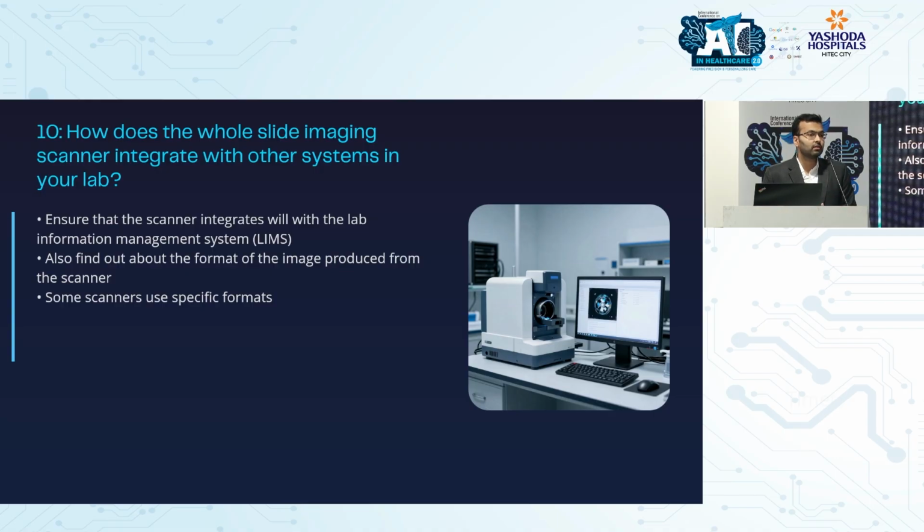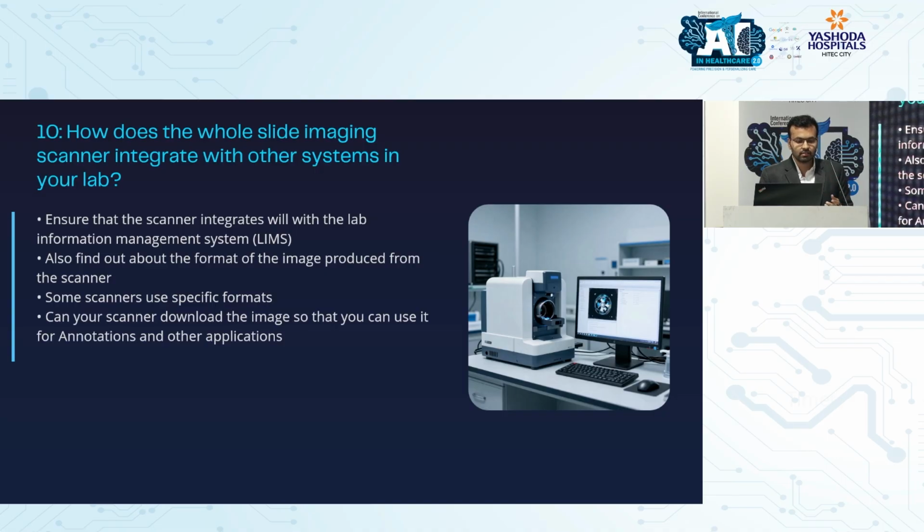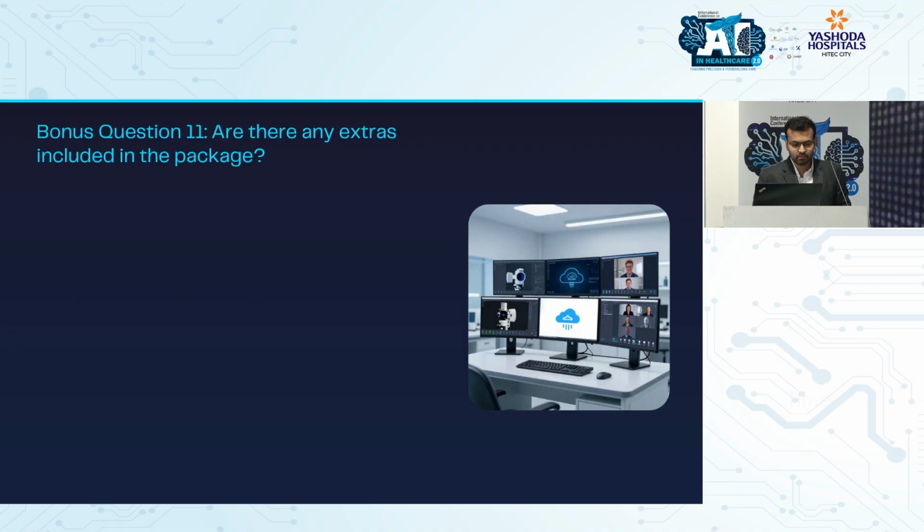Find out what format of image is produced by the scanner. There are some scanners which produce very proprietary images. Like for example, there are some formats which cannot be read by any other viewer, so at that time you become dependent on that particular vendor. This will in turn limit the use of the different types of AI algorithms that you could be using on that particular image, right? So that is something you need to discuss with the different vendors.